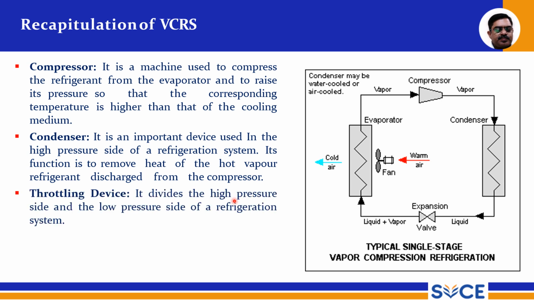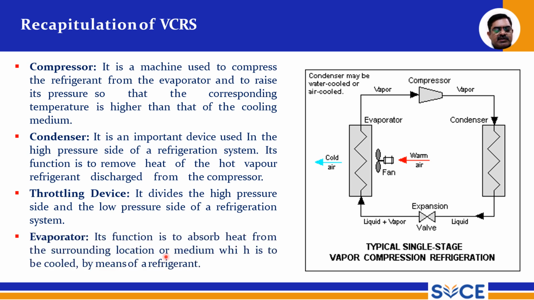The throttling device divides the high pressure side and the low pressure side of the refrigeration system. The high pressure side comprises the compressor, then the condenser, and then the throttling device, which is also known as the expansion device or expansion valve. So it divides this system into two parts, the high pressure side as well as the low pressure side.